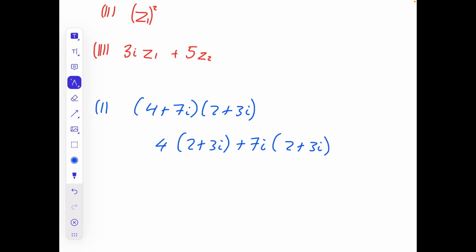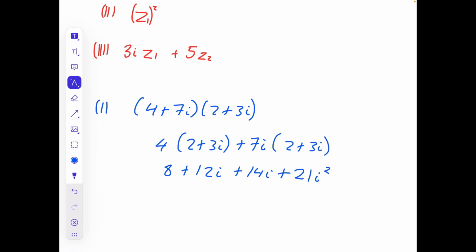Okay, so that trick works for algebra or for complex numbers. Now all we have to do is multiply in. So 4 by 2 is going to give me 8. 4 multiplied by 3i will give me 12i. 7i multiplied by 2i is going to give me 14i. And 7i multiplied by 3i is going to give me plus 21i squared.